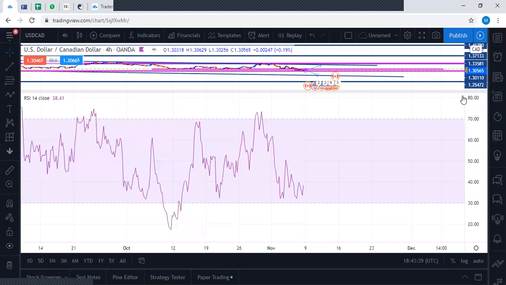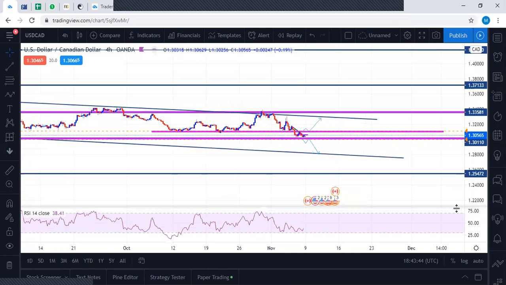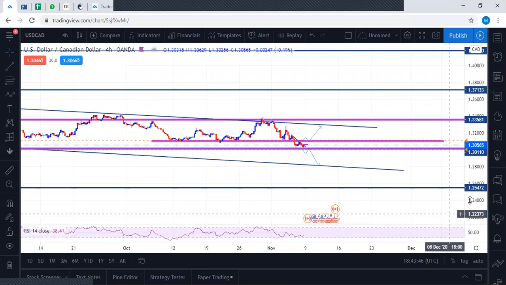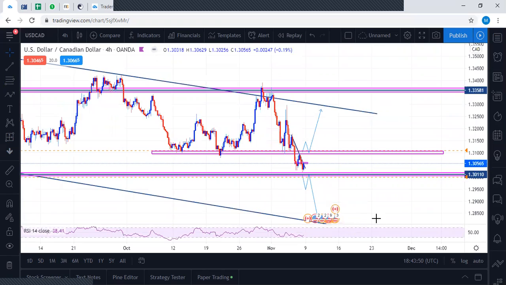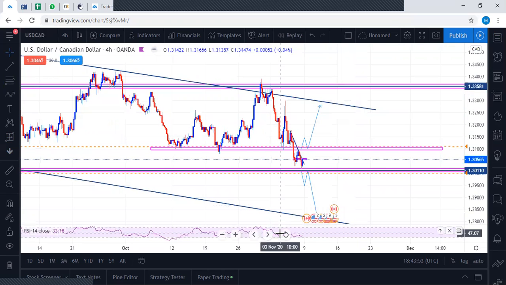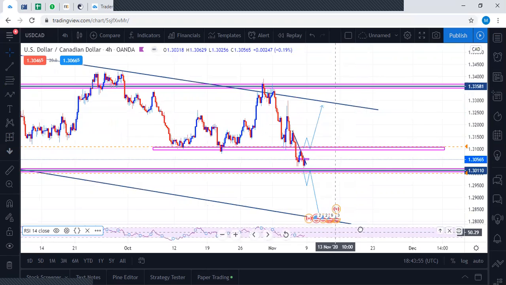Now we are on the 4 hours right now. So let's see, as you can see here, there's some kind of a divergence here as well.